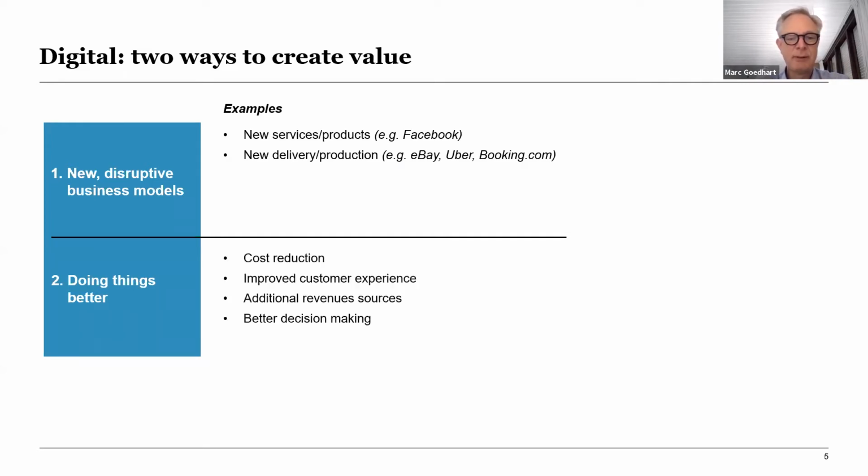For many of the incumbent companies, digital business often means doing existing things better, which could be using digital technology to reduce costs, to improve the customer experience. We'll have a couple of examples later on, to create additional revenue sources, or to just improve decision making because there is better information and there are better algorithms to get to decisions on pricing, yield management, etc.